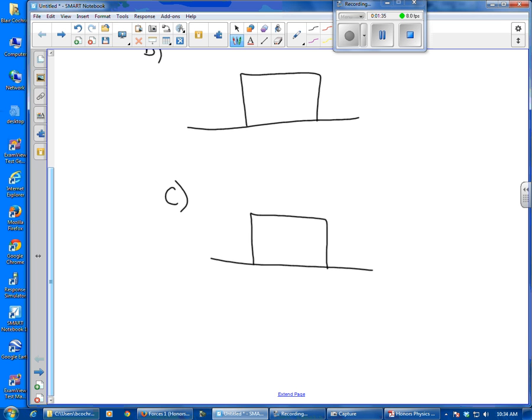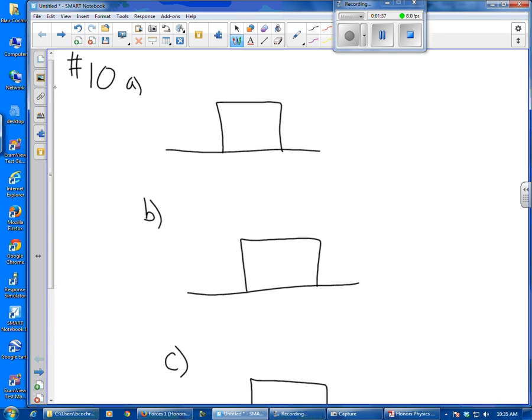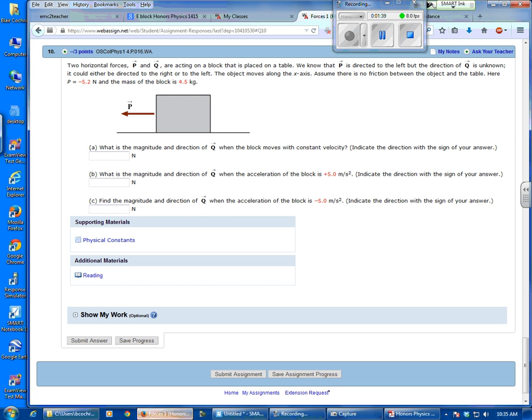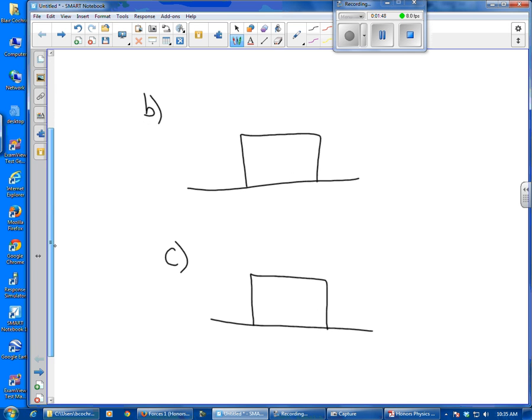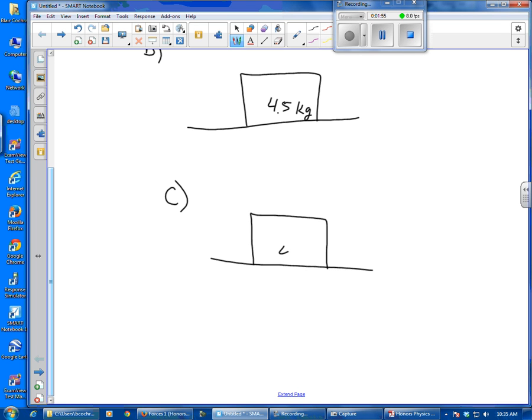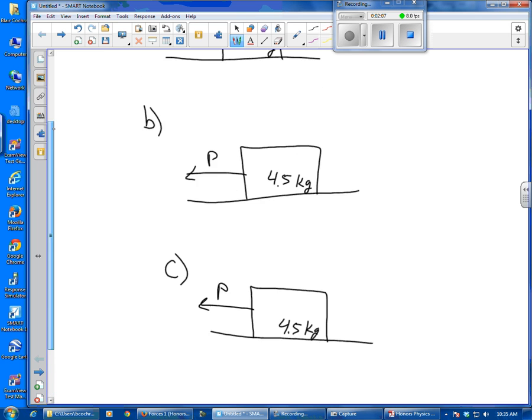Alright? And in each of these, they also tell me my mass, and I tend to write that in my object, that is 4.5 kilograms. You could also just record that down below. But that's my inertia and my mass of this. And then in all of them, I have force P in this direction.